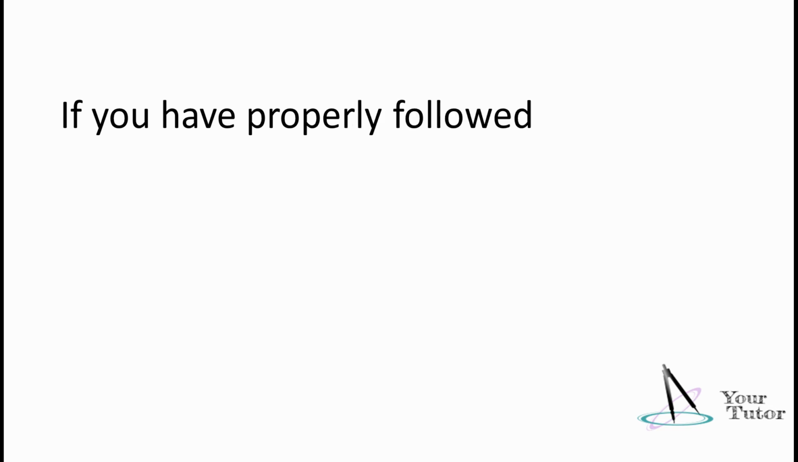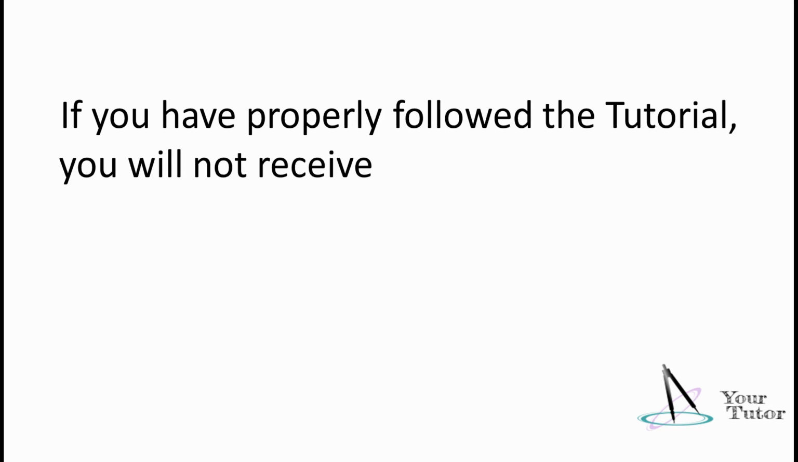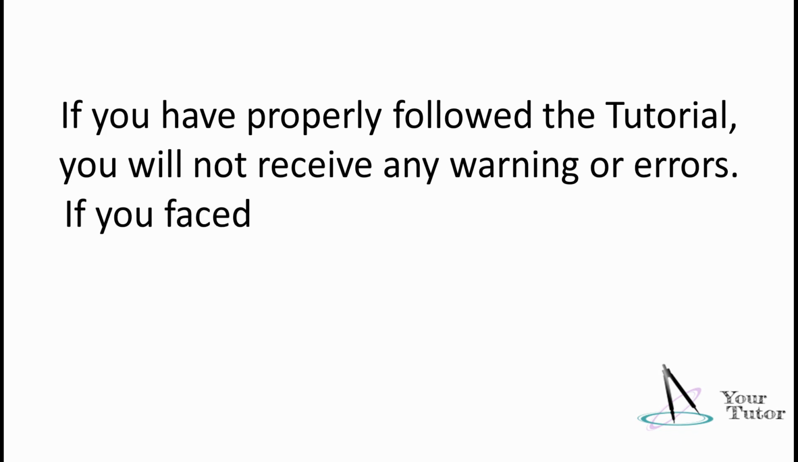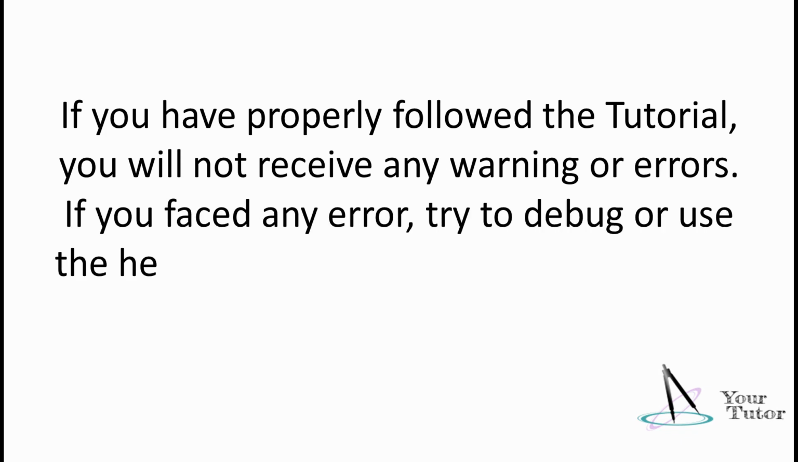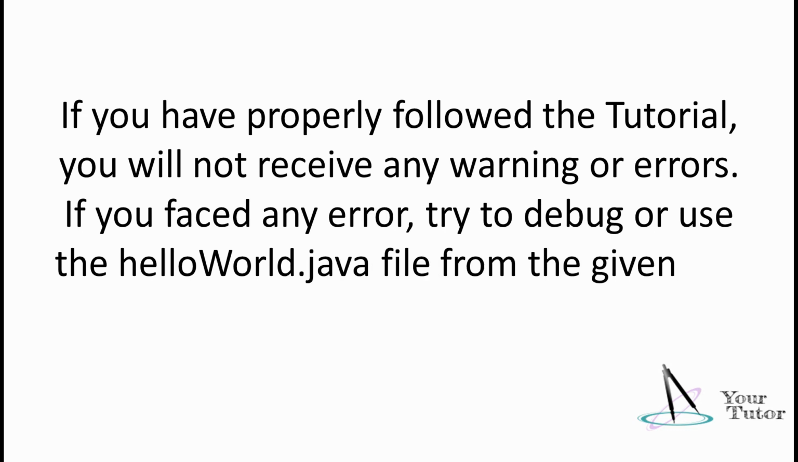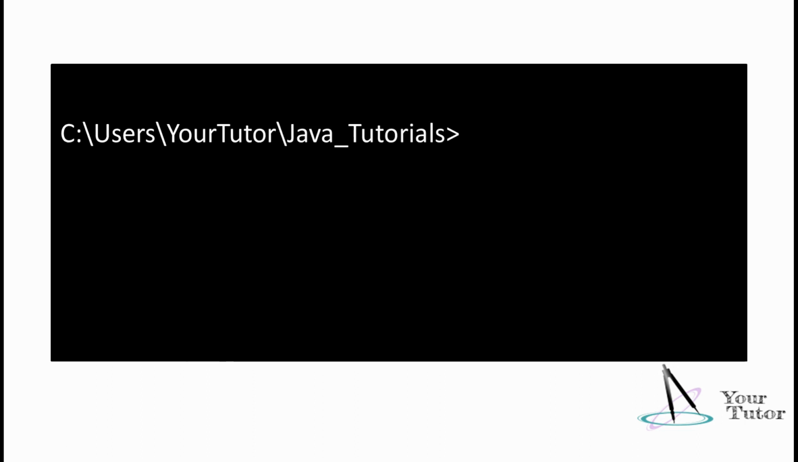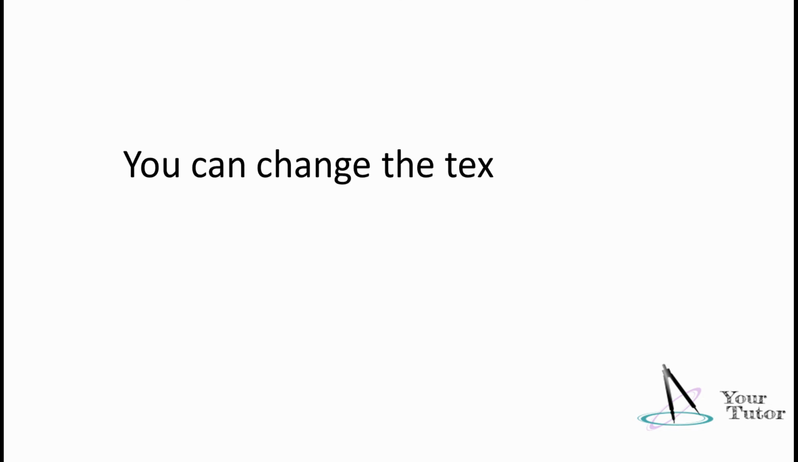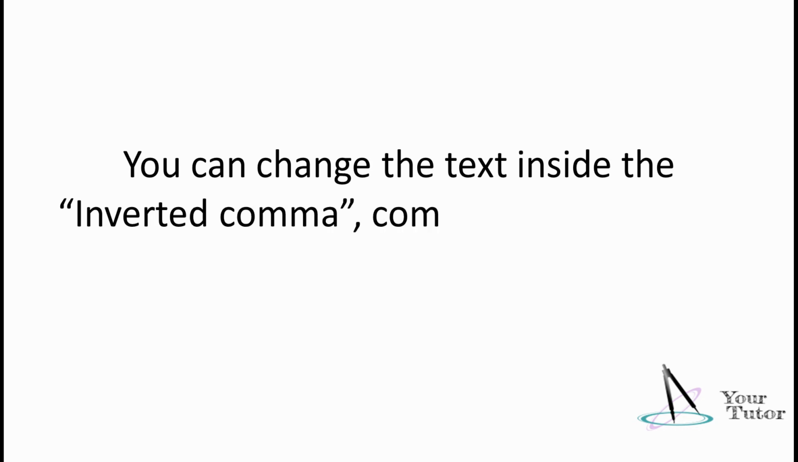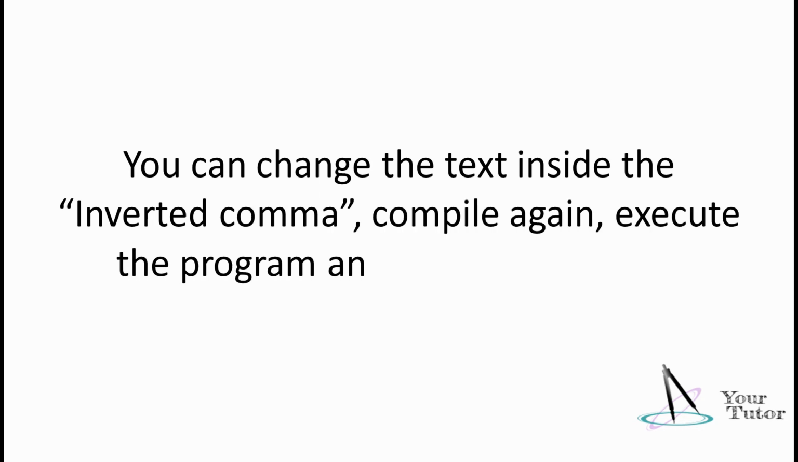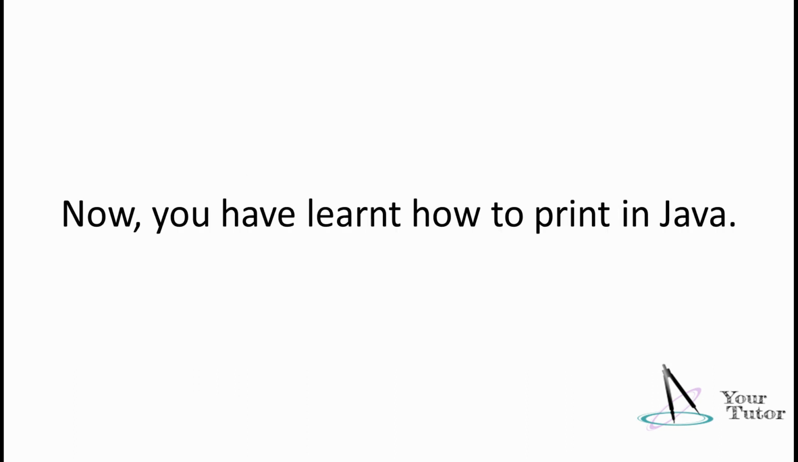If you have properly followed the tutorial, you will not receive any warnings or errors. If you faced any error, try to debug, or use the helloworld.java file from the given link in the caption. If the compilation was successful, run the program using the command java space HelloWorld, and see the output. You can change the text inside the inverted commas, compile again, execute the program and check the output. Now, you have learned how to print in Java.